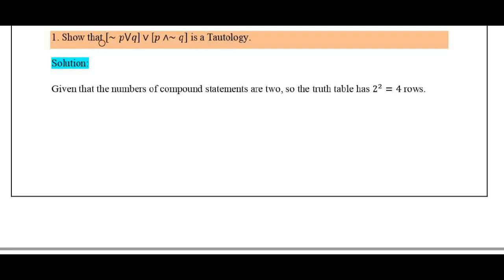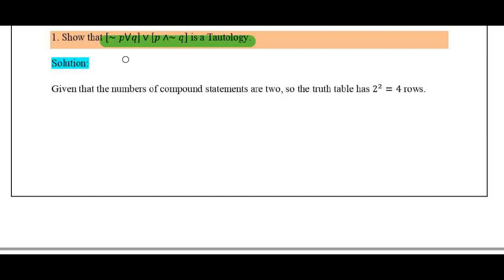Now one problem: show that (negation P or Q) or (P and negation Q) is a tautology. You know what the tautology condition is? Tautology condition is nothing but if each entry in the last column of the truth table is T alone, then it is called a tautology. Otherwise it is called a contradiction.